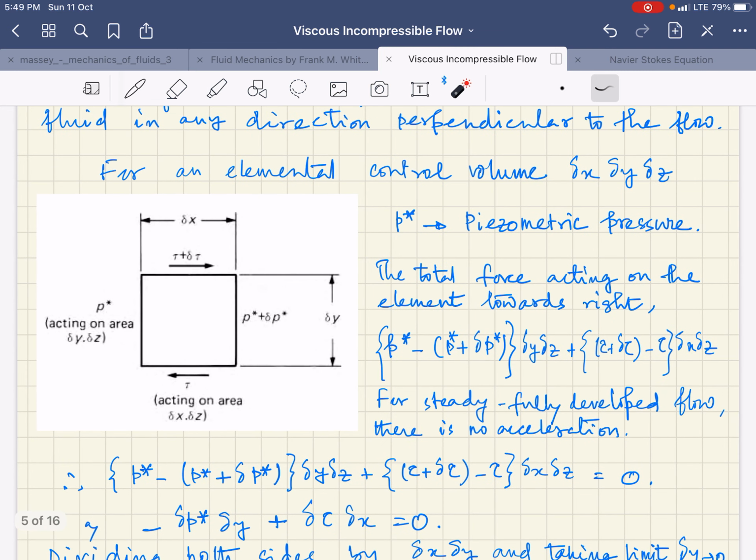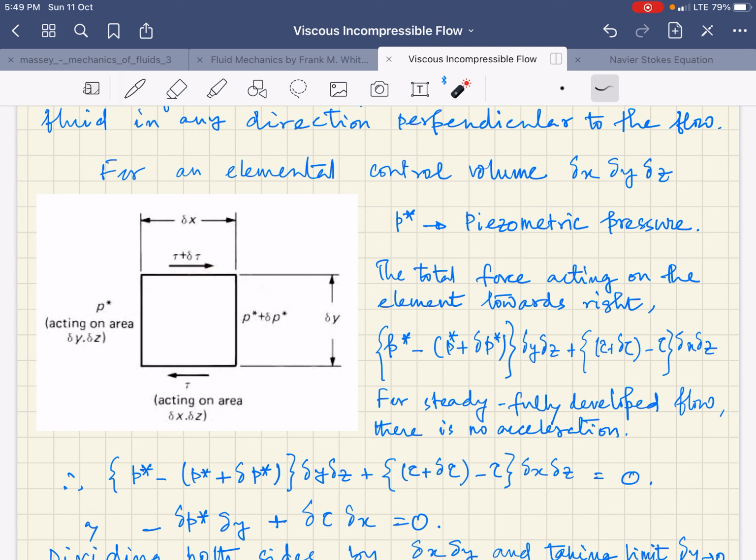And this is the structure of the elemental volume. In this figure you can see tau, it is acting in this direction, and in the other layer the shear stress is acting in the opposite direction. So that is basically the shear deformation due to which the flow is occurring, and the magnitude also varies from tau to tau plus delta tau.